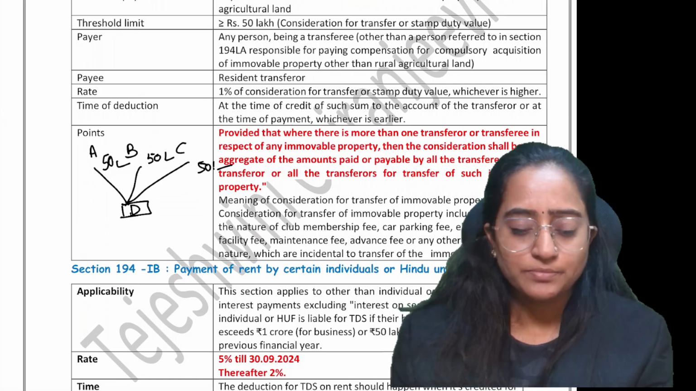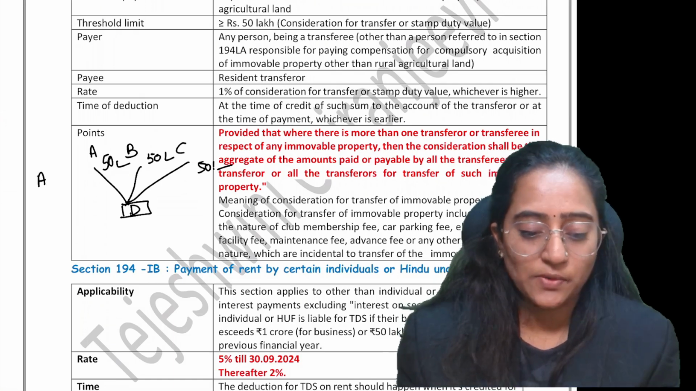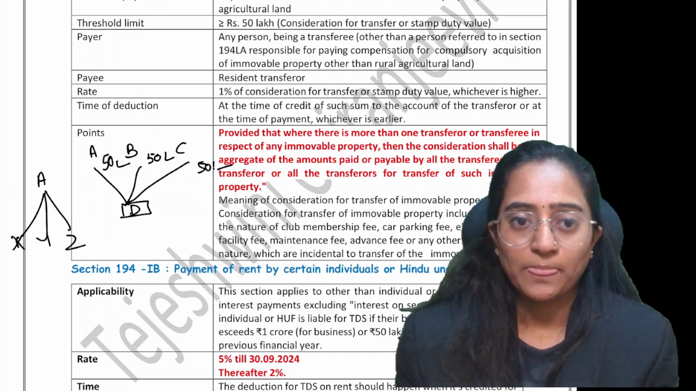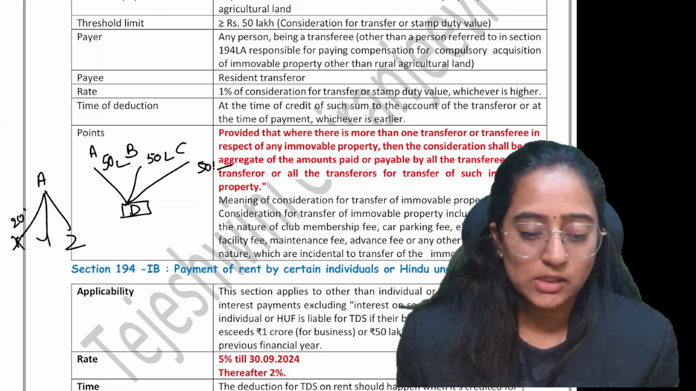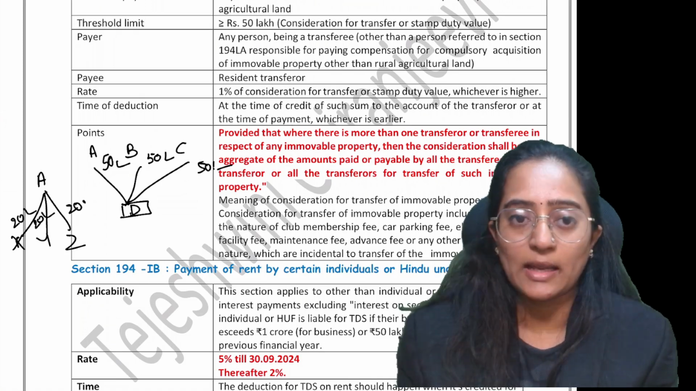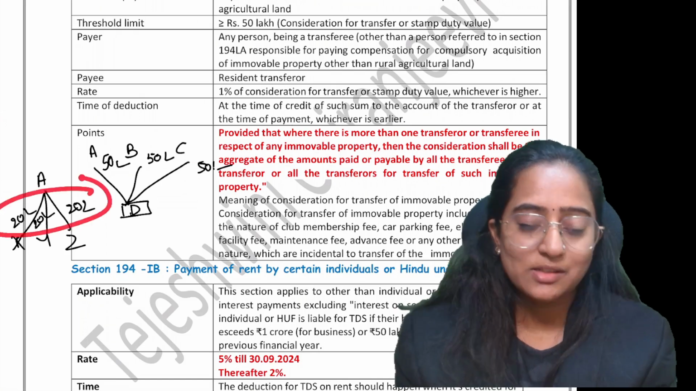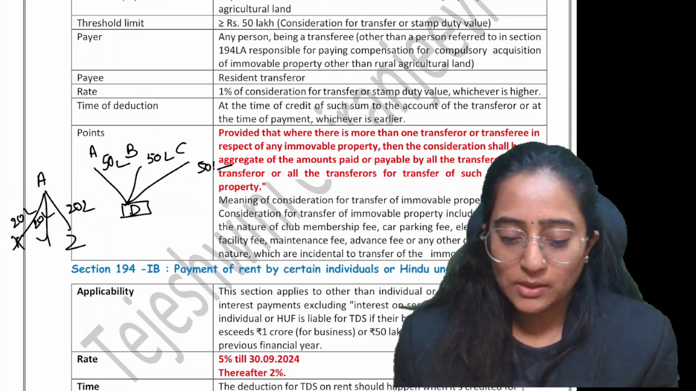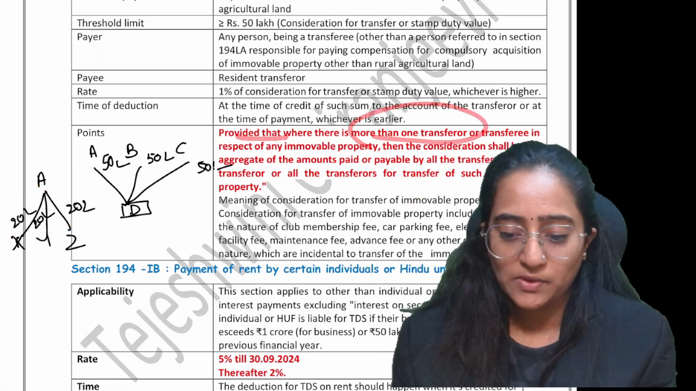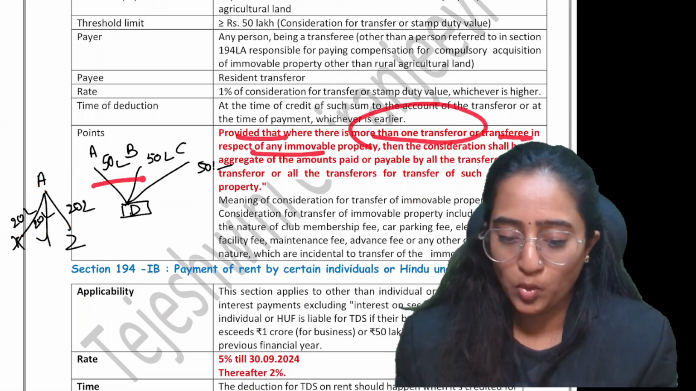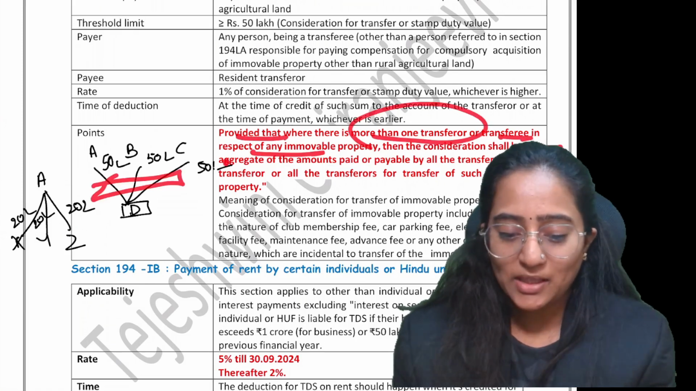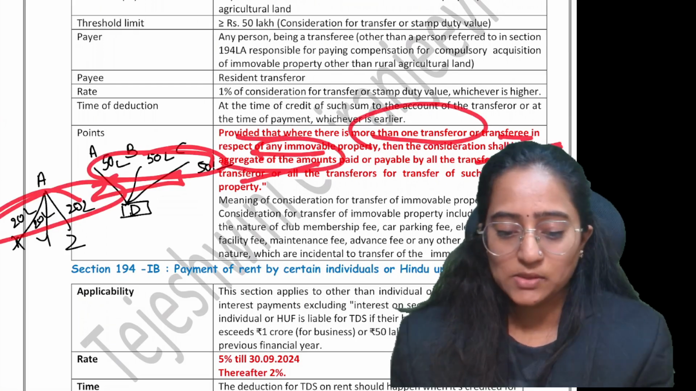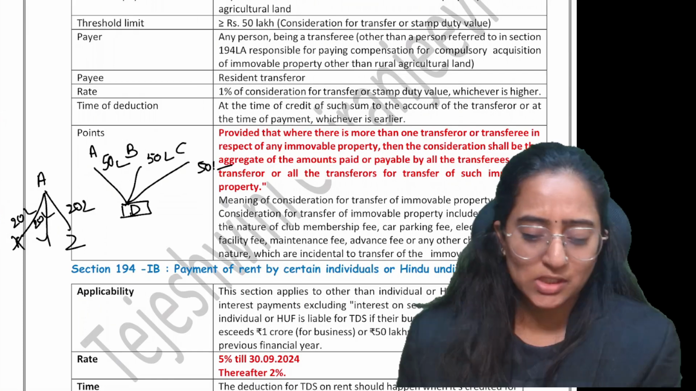What if there is one transferor A and multiple transferees X, Y, Z? This fellow is giving 20 lakh, this fellow is giving 20 lakh, this fellow is giving 20 lakh. For the purpose of consideration, we are going to consider the entire amount. That is what this point states. Clear? Provided that where there is more than one transferor or transferee in respect of any immovable property, then the consideration shall be the aggregate of the amounts paid or payable by the transferee or transferees of such property. That is what this point means.